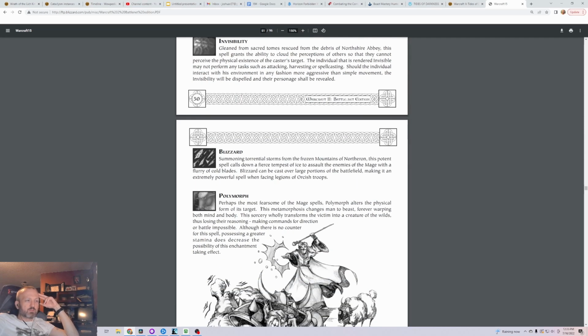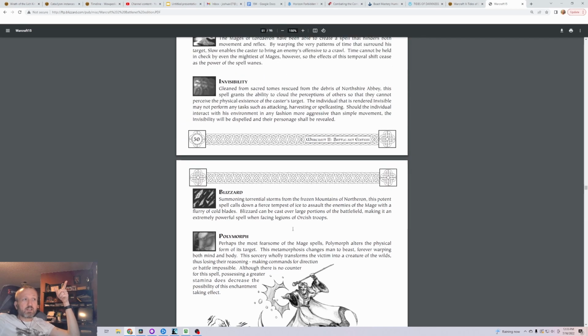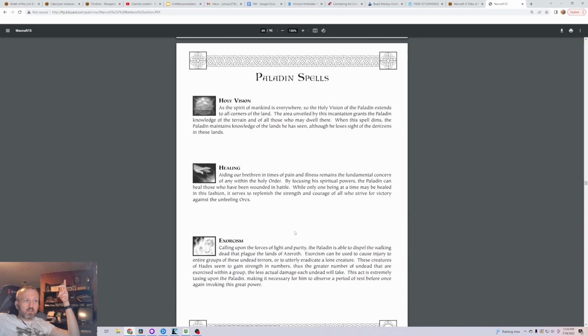Blizzard is a big AoE spell. And then Polymorph is just OP, because you get a bunch of wizards and you can just polymorph, turn them into sheep. But if you look, a lot of these spells are canon.